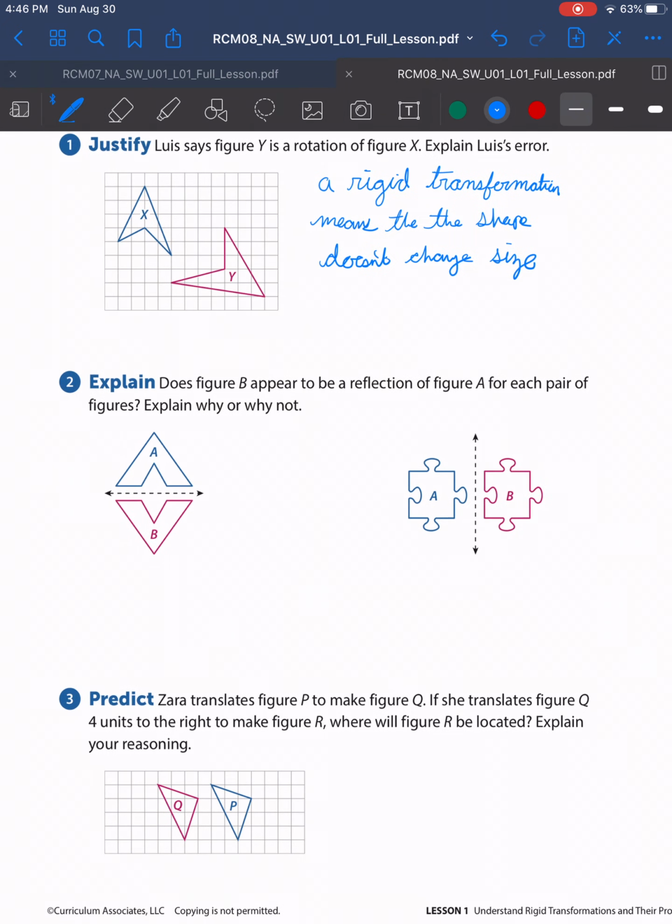Okay, number 2. Why does figure B appear to be a reflection of figure A for each pair of these figures? Explain why or why not. Okay, so that dotted line is the line of reflection, okay? So remember, if something reflects, it's like the opposite. So these would have to be the exact same distance apart, which they are. Looks good. So is that first one a reflection? Yes. And I'm not going to explain why not, except for the fact that you know that if it reflects, each of the corresponding sides and angles would have to match up, right?